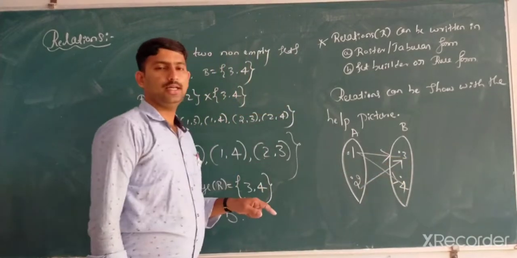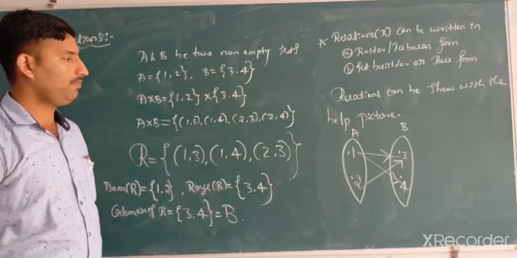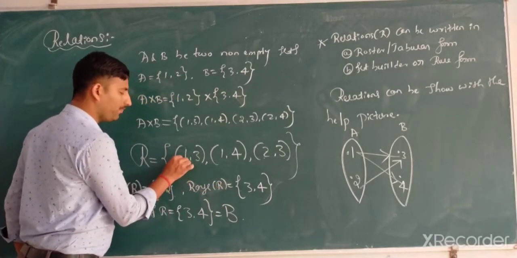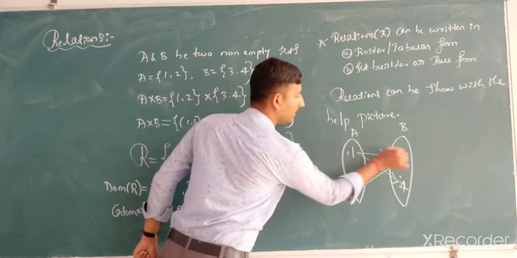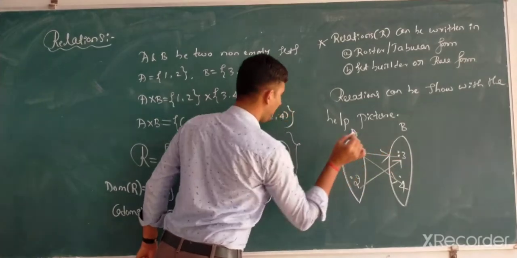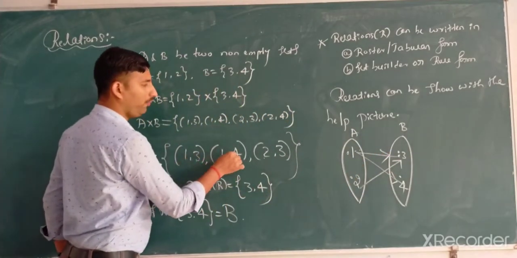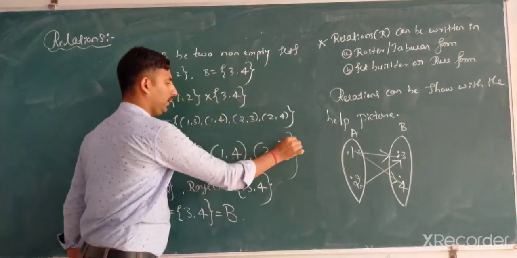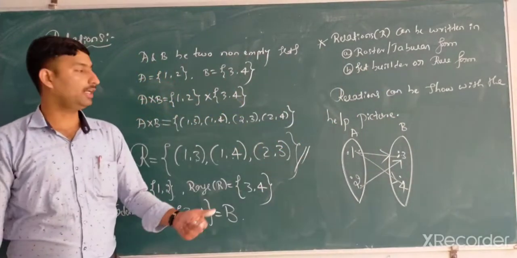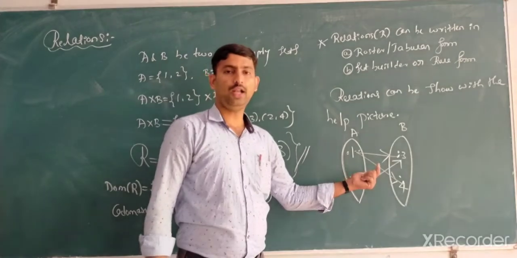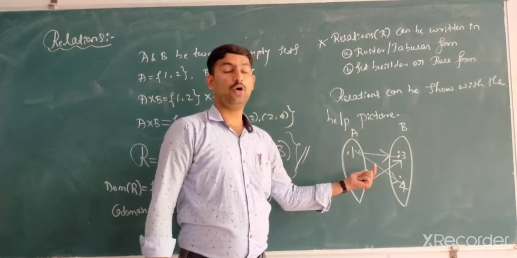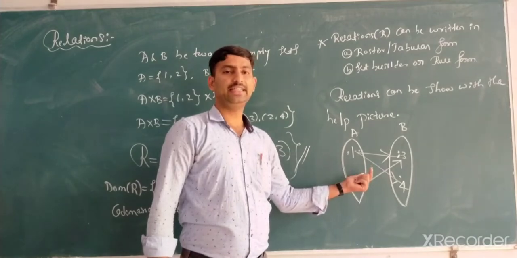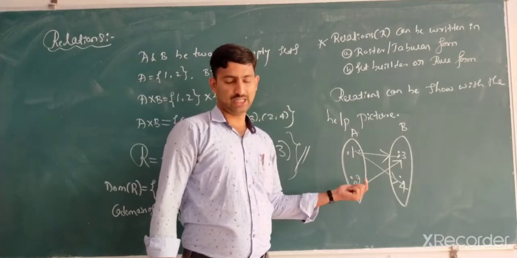Dear students, look at the diagram. The diagram says here 1 is the domain, 3 is the range. There will be pairs (1, 3), (1, 4), (2, 3). This representation is nothing but graphical representation, what we call graphical or visual representation. Visual representation in the sense of diagrammatic representation.